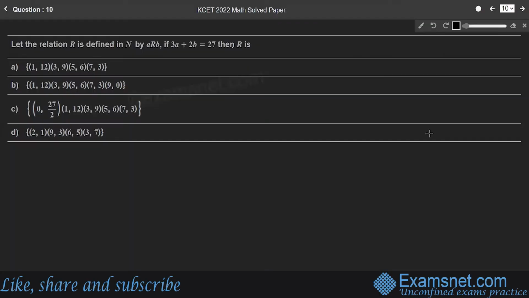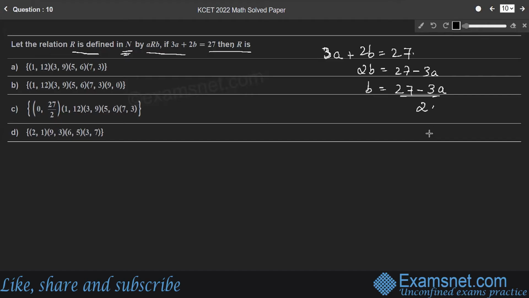Question number 10. Let the relation R be defined in the set of natural numbers by a R b if 3a plus 2b is equal to 27, then R is. This question is based on relations and functions. Very easy question. We just have to substitute the values of a and b, right? So we'll consider the given equation 3a plus 2b is equal to 27. Therefore, we can write 2b as 27 minus 3a. So b is equal to (27 minus 3a) by 2, right?